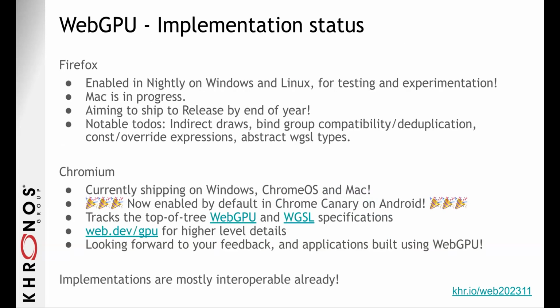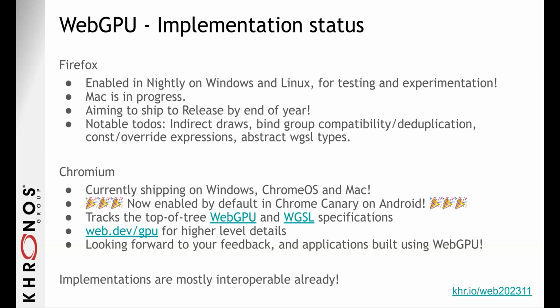Implementation status. Sorry, I got ahead of myself. Here's our implementation status. In Firefox, we're enabled on Nightly on Windows and Linux, still working on getting Mac up and running, but we are expecting to ship to release by end of year. Our main to-dos are still indirect draw calls and some bind group compatibility deduplication work, which is almost done, constant override expressions, which is almost done, and abstract WGSL types, which are in progress.